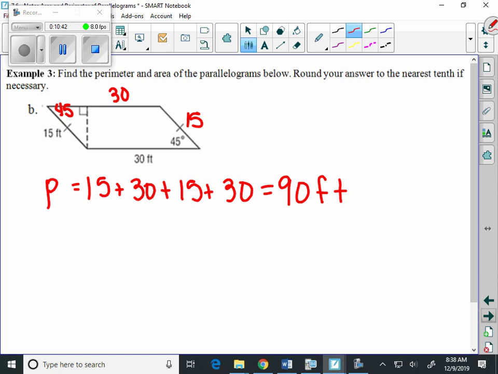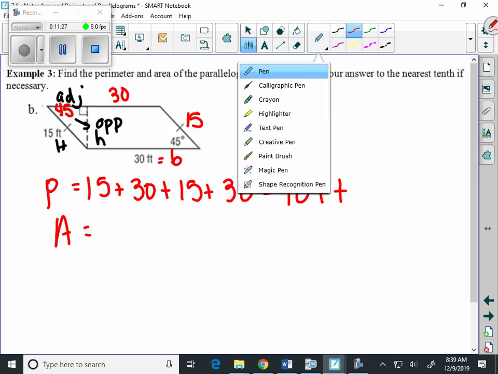To find the area, though, what we know in this particular problem is we know the base. We do not know the height yet, but we can find it by going back and using our trig functions. So if we take a look and label this, across from the right angle is the hypotenuse. Across from the 45 is the opposite, which happens to be the height, which is what we're looking for. Which means that this side here is the adjacent.